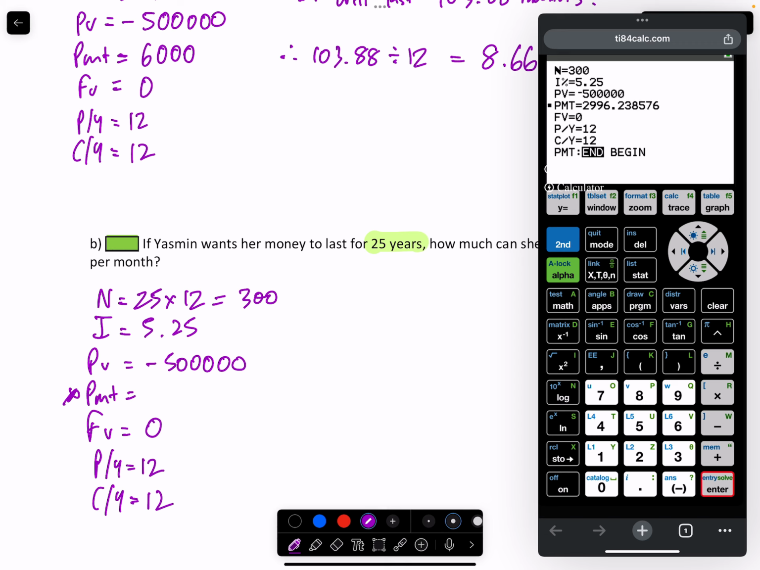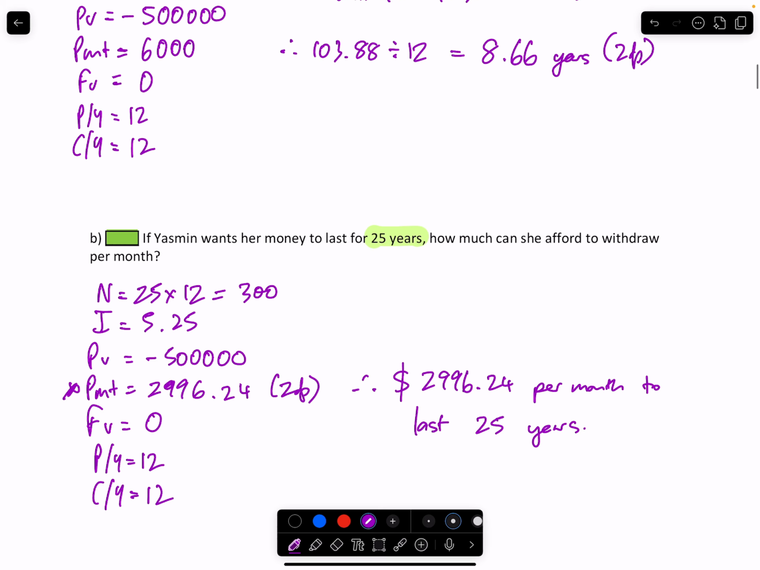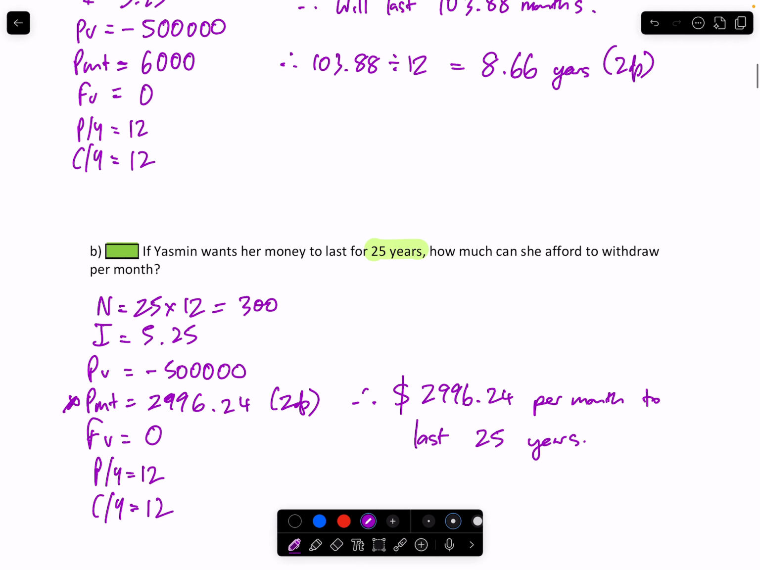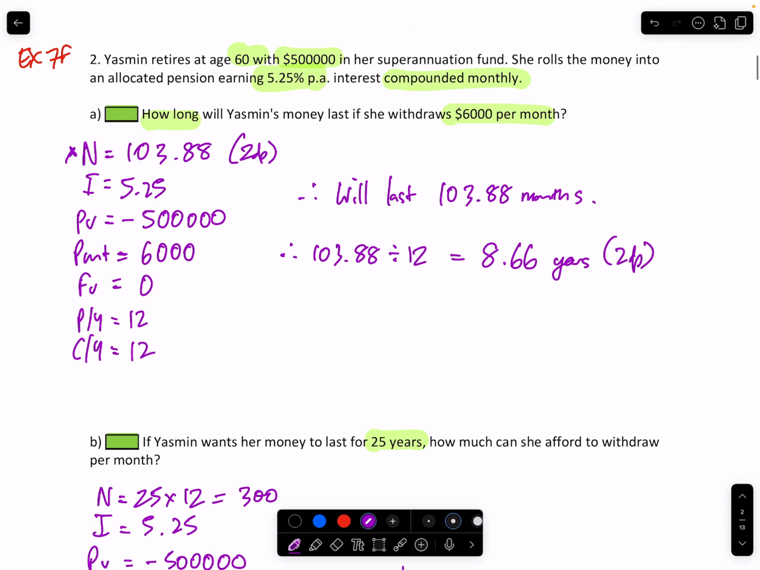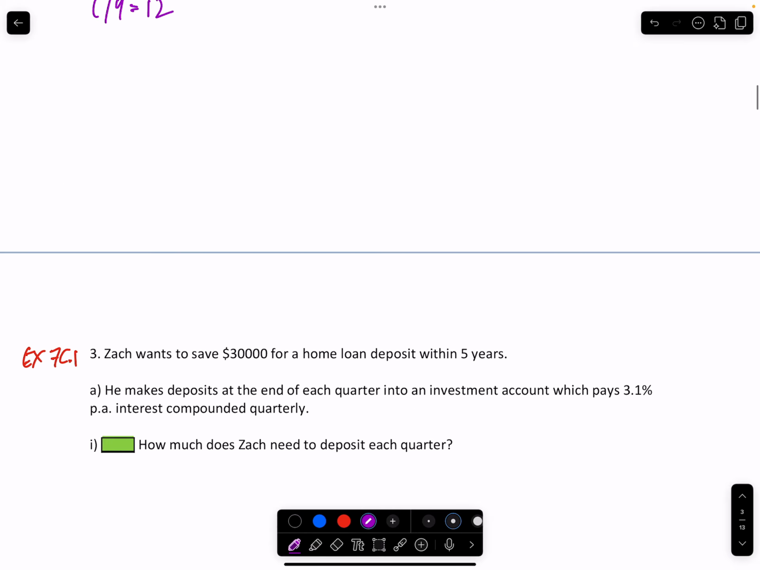Alpha, enter. PMT is 2996.24 to 2DP. Therefore, 2996.24 per month to last 25 years. She's going to have to spend less than half of that $6,000 per month if she wants it to last that long. She's 60, so now she's decided she wants to live to 85. That's that question done. Question 3.